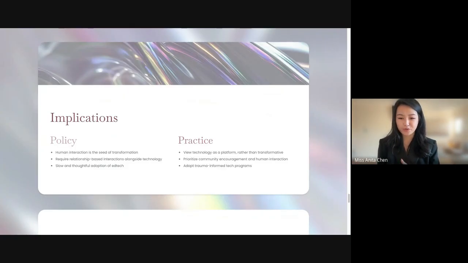As for practice or for teachers, I would recommend that you view technology as a platform rather than being the seed of transformation itself. While allowing for technology supports, prioritize community encouragement and human interactions, because that is truly what will allow your students to overcome the challenges that they face. When adopting tech programs, I would also recommend taking on a trauma-informed lens so that you understand how these technology programs might land with students who have ACEs.